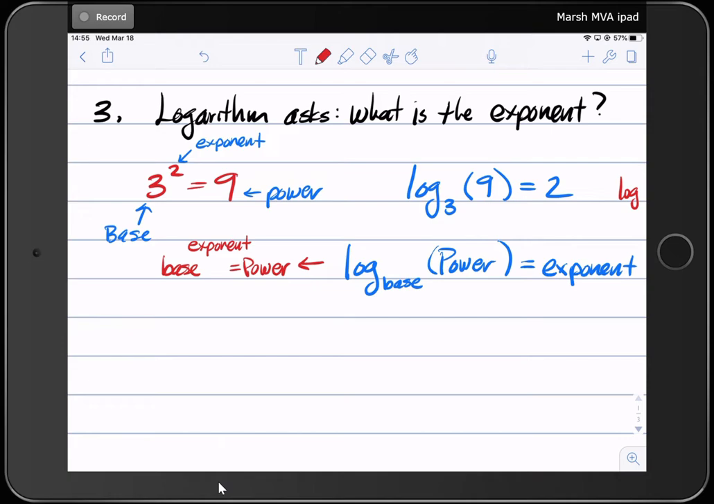Okay, so the answer to a logarithm is the exponent. The logarithm is asking what is the exponent on the base that gives you the power. And sometimes the thing that's inside the parentheses here is called an argument. And that's true for things other than logs, like trigonometric functions and so forth. So if you hear me talk about what's the argument of a logarithm, I mean what I'm taking the logarithm of.